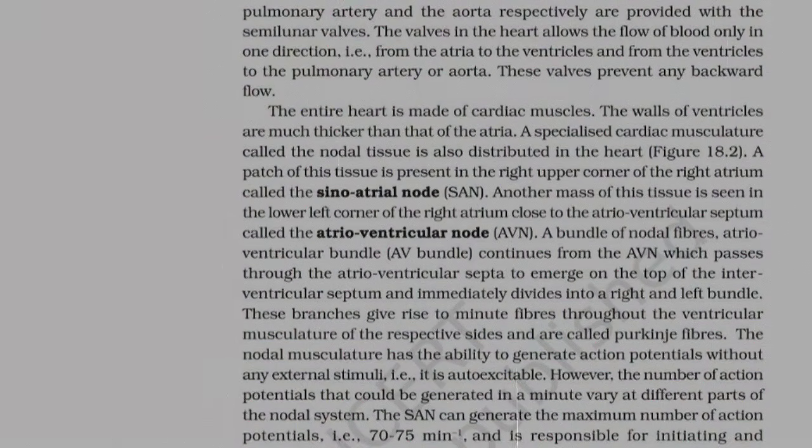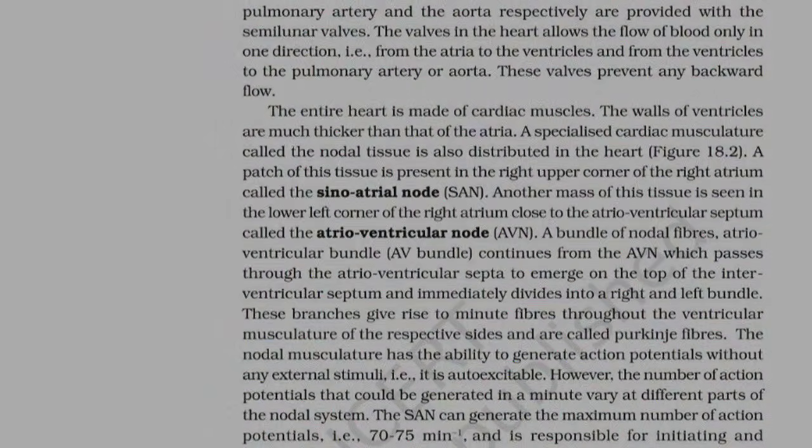The entire heart is made of cardiac muscles. The walls of ventricles are much thicker than that of the atria. A specialized cardiac musculature called the nodal tissue is also distributed in the heart. A patch of this tissue is present in the right upper corner of the right atrium, called the sinoatrial node, SAN. Another mass of this tissue is seen in the lower left corner of the right atrium, close to the atrioventricular septum, called the atrioventricular node, AVN.